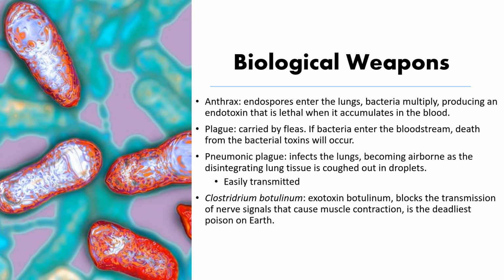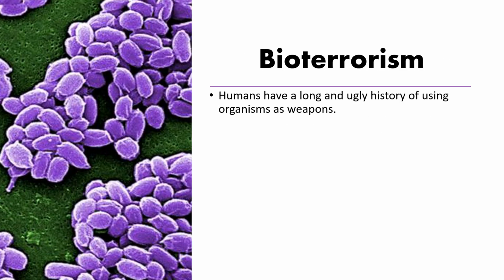This next one, Clostridium botulinum. So this is an exotoxin, botulism. Botulism blocks the transmission of nerve cells, and they will stop muscle contraction, which basically will kill you right away because you have to have your heart still pumping. So this is one of the deadliest poisons on Earth. 30 grams of pure toxin of botulism could kill every single person in the United States. So unfortunately, bioterrorism is something that has been around for a very long time.